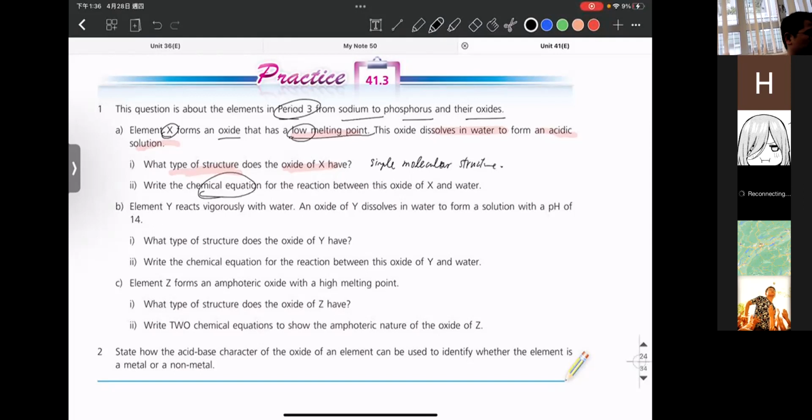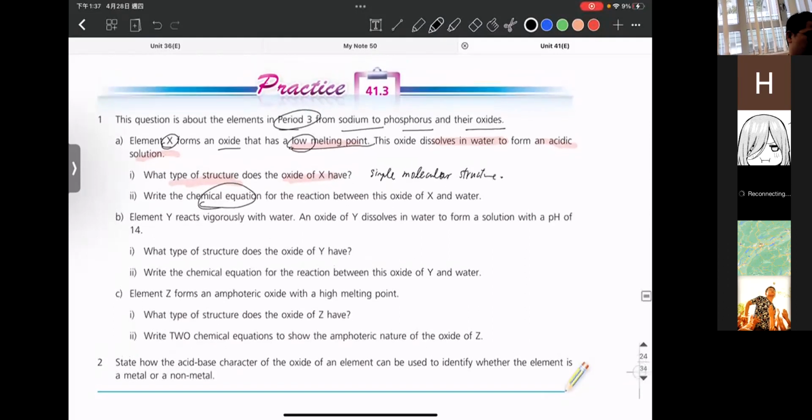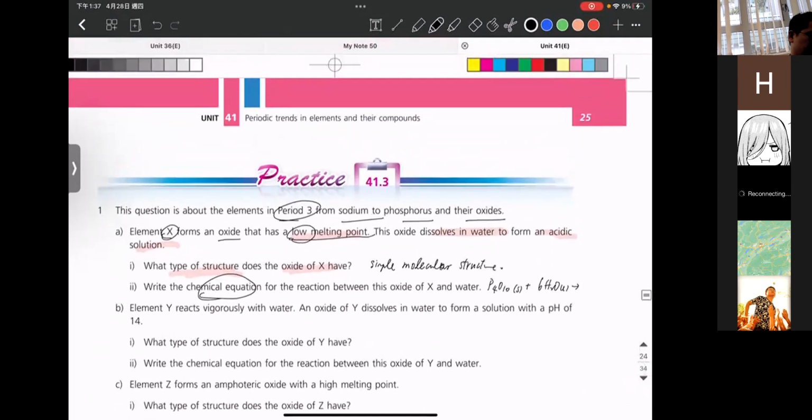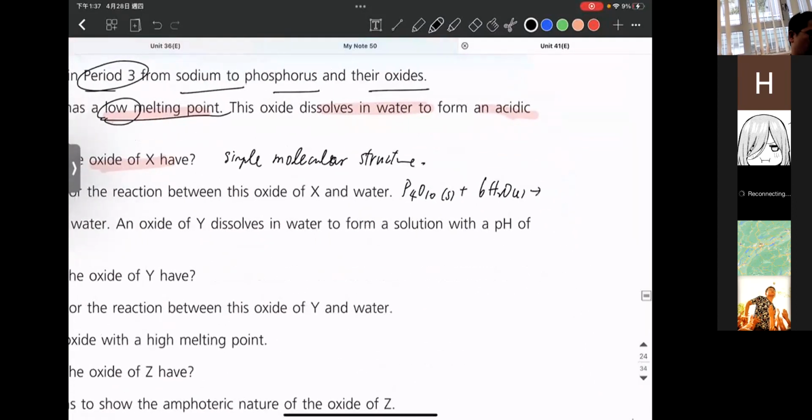So the equation, can you suggest the equation? What is the form of the oxide? P4O10 first of all, plus 6 H2O, to form 4 moles of phosphoric acid, 4 H3PO4. Remember, somebody may find it difficult to write down such an equation.